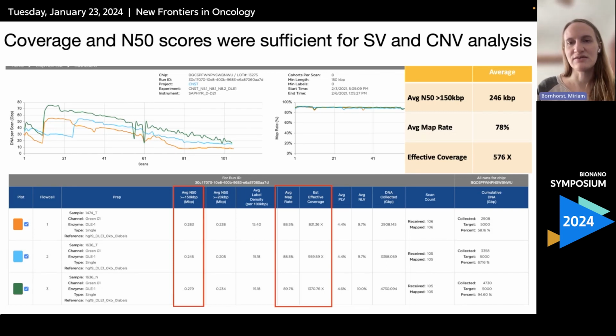You can see on the side there that the average N50 greater than 150 kilobase pairs was 246. The average map rate was about 78%, and our effective coverage average was about 576x, which is really good coverage for these tumors.